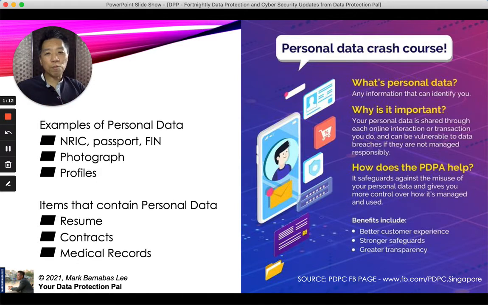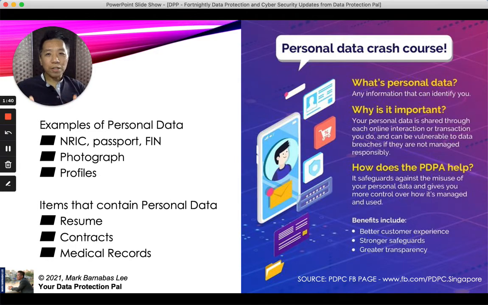And it must be protected because failure to protect this personal data may lead to a breach of privacy where certain individuals may be, perhaps, impersonated or even used for the wrong reasons, or maybe to create or do fraudulent transactions. So this is where the Personal Data Protection Act, PDPA of Singapore, really protects the individual like you and I who are consumers.